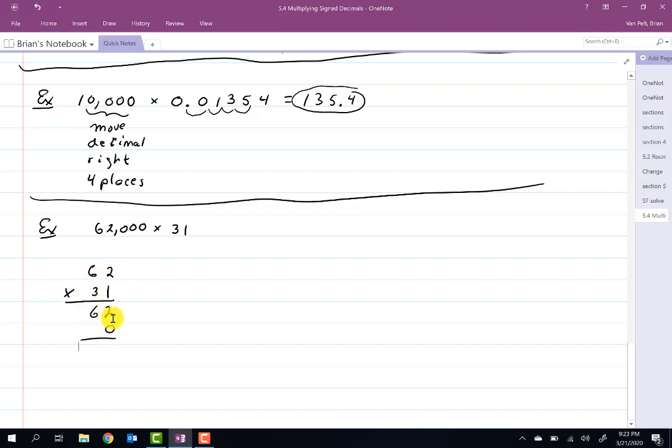And let's see, 3 times 2 is 6. 3 times 6 is 18. So I got a 2, 2. I'll put a 1 above the 8, 9, and then a 1. So this is 1922. And then move the decimal to the right 3 places, because it would be here. Move it to the right 3 places simply means to put 3 zeros on the end.